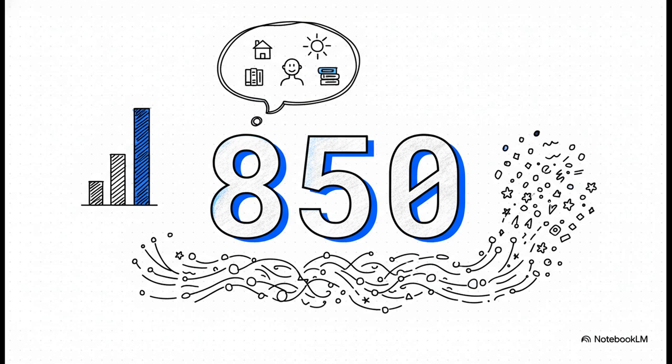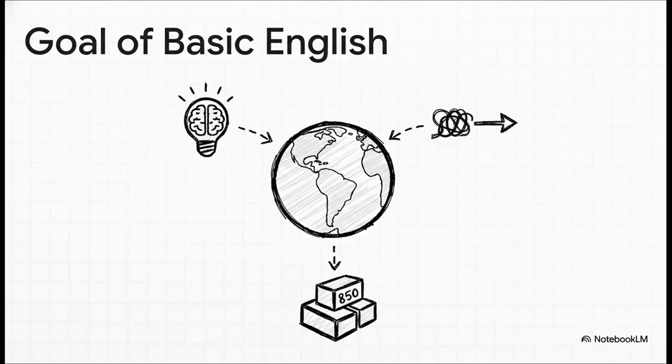And that number, 850, well, that's the magic number. It's the total number of words in the entire basic English system. That's it. Just 850 words to say pretty much anything you need to. To put that in perspective, most of us use tens of thousands of words. So, why would anyone create a language with so few words? Well, the whole idea was to make a super simple version of English for people all over the world to use. It's designed to be really easy to learn, and it's all about clear, direct communication. No frills, just the essentials.